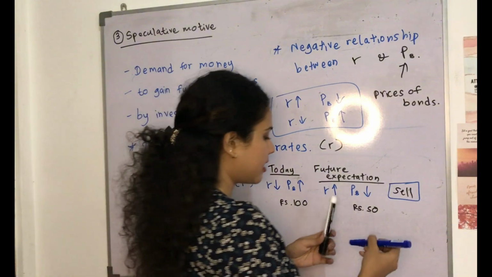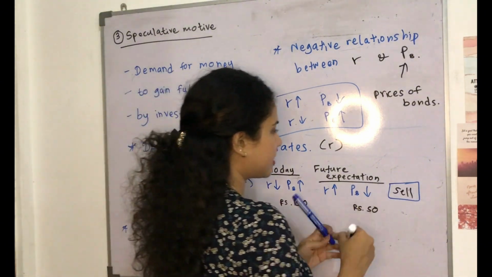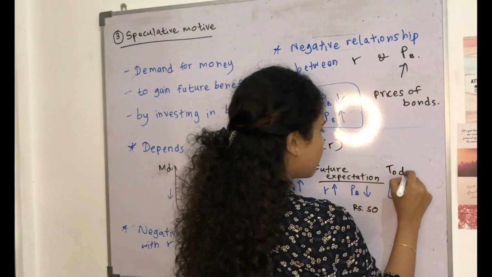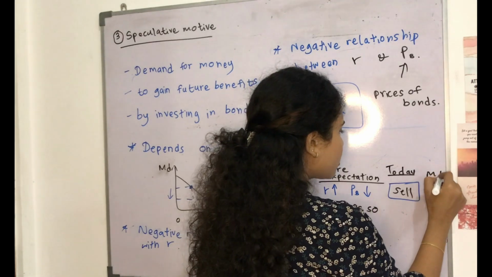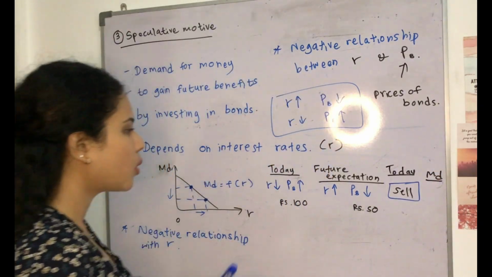So this is today's current scenario. Today I sell bonds, and what happens to money demand on speculative motive?